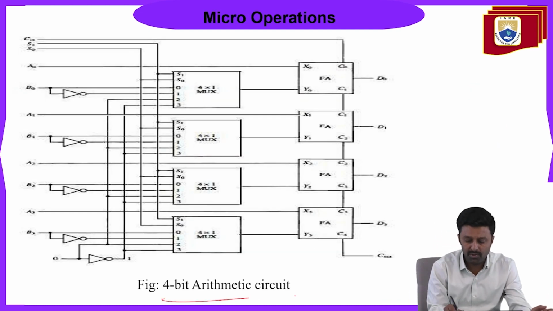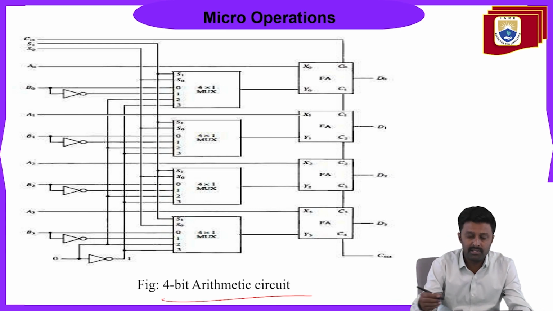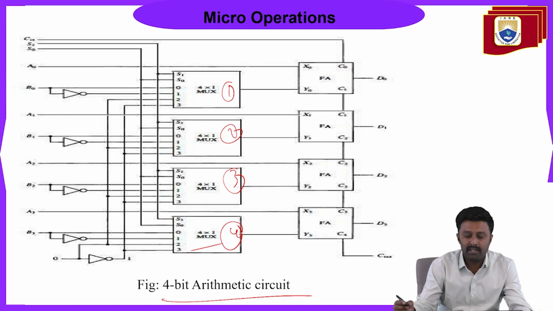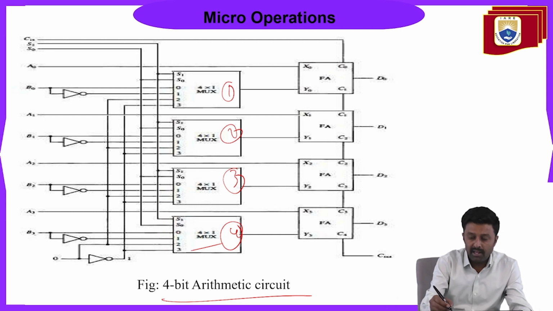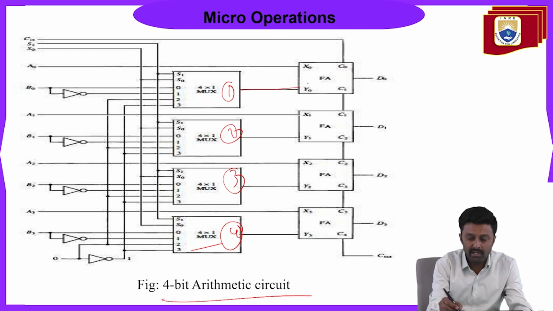This figure shows the 4-bit arithmetic circuit, which is constructed with the help of 4 multiplexers here. That is 4:1 multiplexers. So what is a multiplexer? A 4:1 multiplexer has 4 inputs and 1 output. Each time 1 input is selected. Then these 4 multiplexers are connected to 4 full adders here.